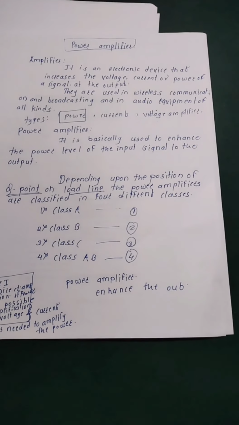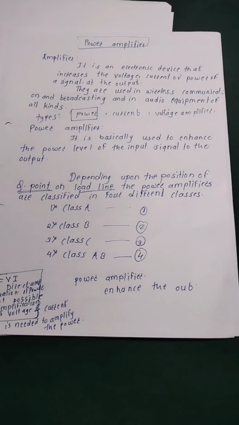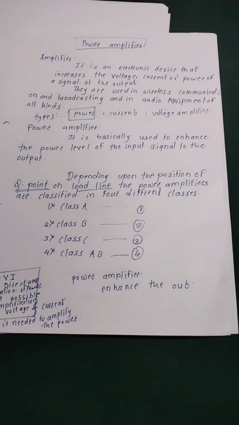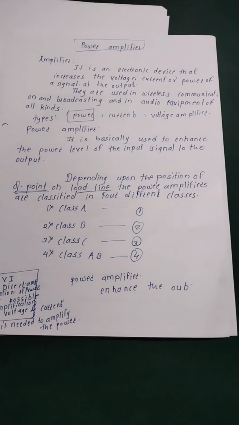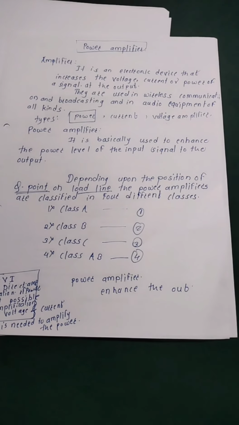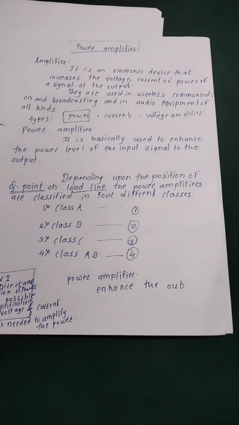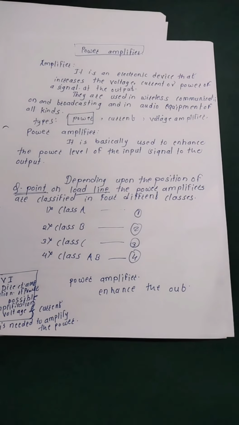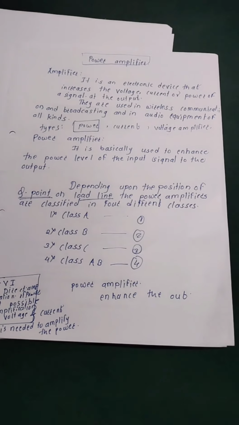Without moving directly toward the power amplifier, we will see what is amplifier first. It is an electronic device that increases the voltage, current or power of a signal at the output. They are used in wireless communication, broadcasting and in audio equipment of all kinds. The amplifiers are classified in three types. They are current amplifiers, voltage amplifiers and power amplifiers. So, as the point suggests, we are going to discuss power amplifier here.